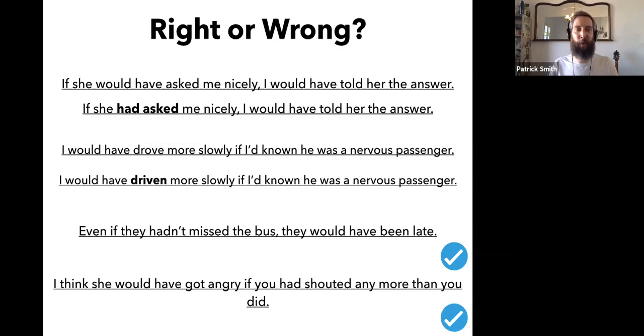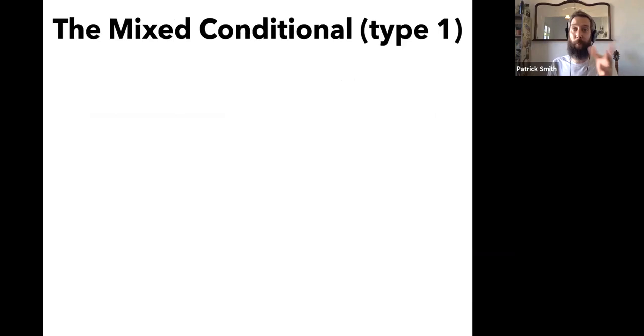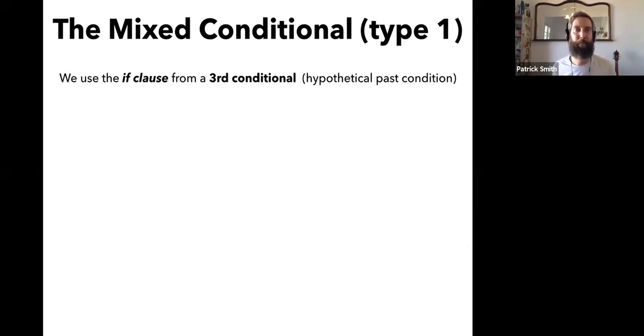So mixed conditionals, here we go. Now there are two types of mixed conditionals, and as the name implies, we mix two types of conditionals when we make a mixed conditional. We mix a second conditional with a third conditional. And when I talk about type 1 and type 2, I'm talking about if we use the if clause from the second or third and the result clause from the second or third, and which way around we go.